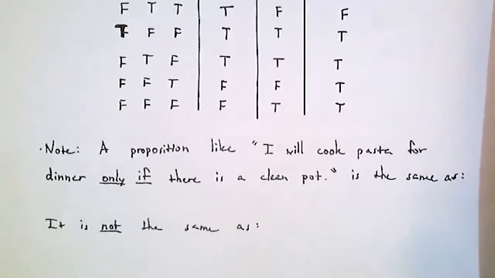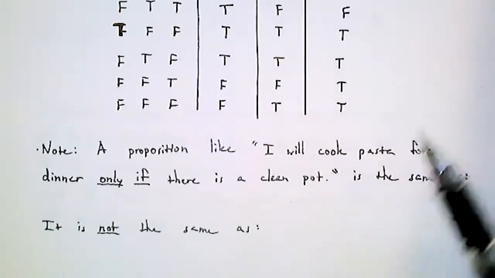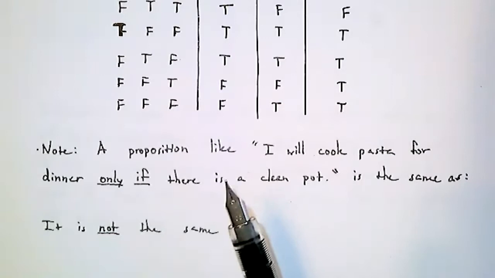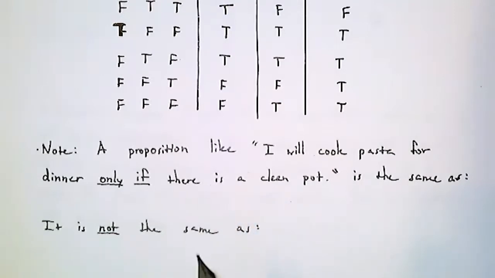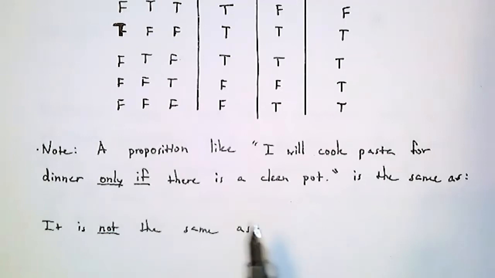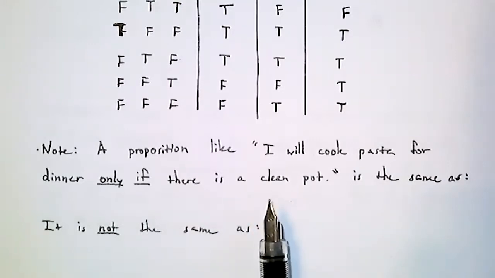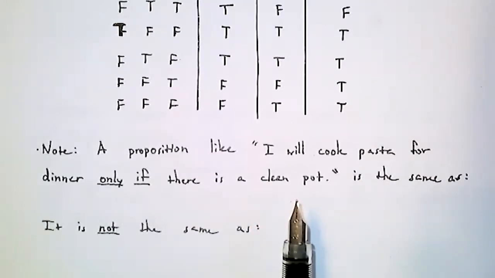Okay, something I'm going to point out before we move on is that when I've been talking about this conditional statement, I've always used an if-then sentence structure. But in English, when we're just using words, there are several other ways that we can say conditional statements, like this one. In this example, I want to cook, but I'm lazy. I don't want to do any dishes. And here's my proposition: I will cook pasta for dinner only if there's a clean pot, because I don't want to clean anything.